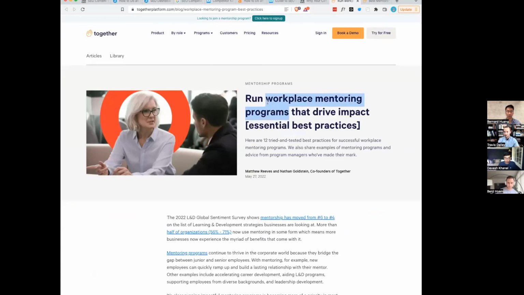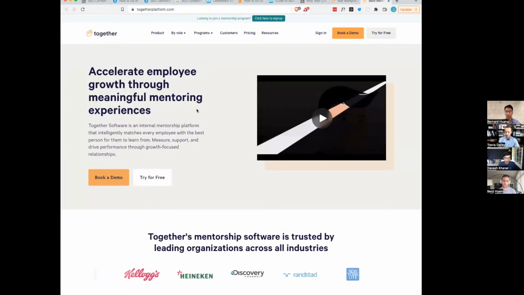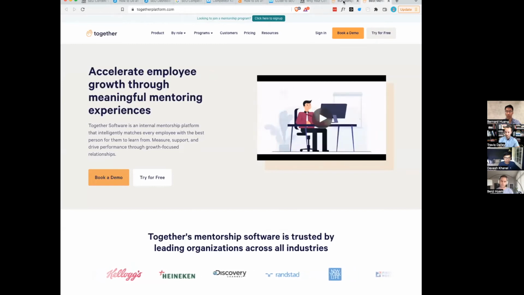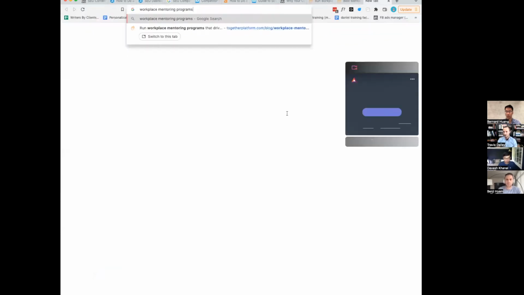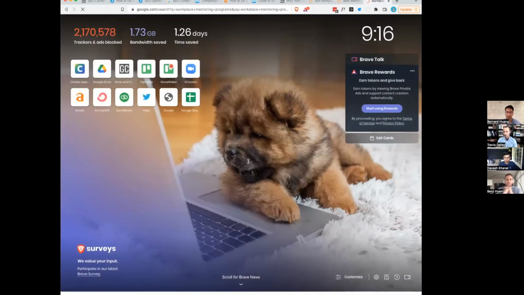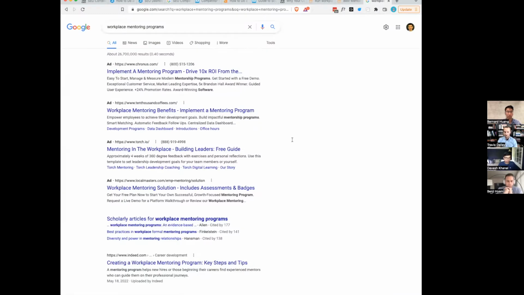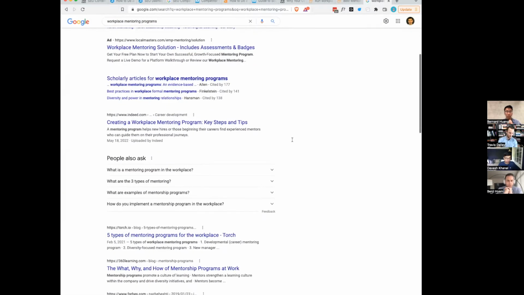Workplace mentoring programs, I believe, is the keyword. That seems way more aligned than the Databox example we just went through, because it sounds like this keyword is literally what Together is offering. Is that right? Yeah. Workplace mentoring. So is it ranking? Yeah, that's a great bottom of the funnel keyword. Travis, do you want us to then dissect the piece?